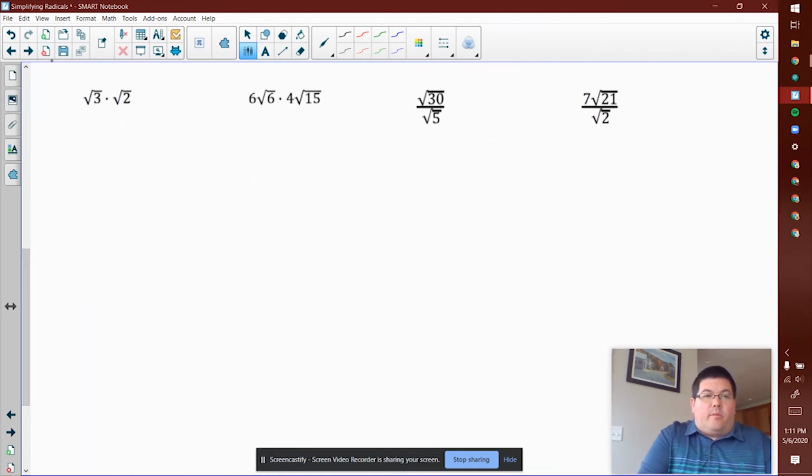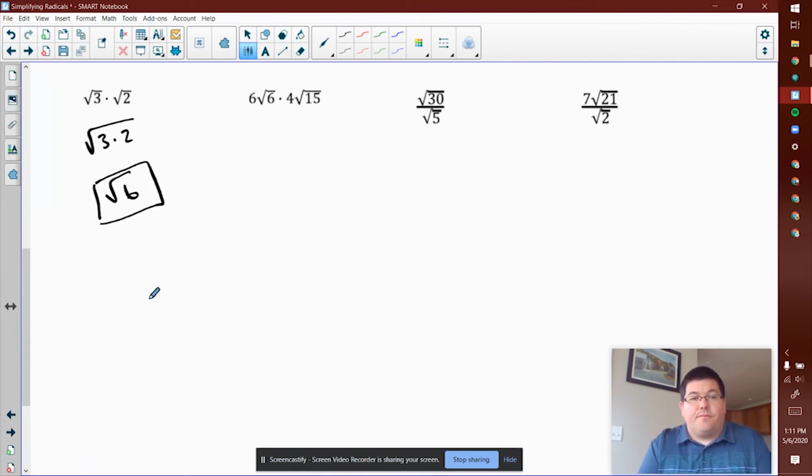We've already had a little bit of a taste of multiplying, but just to see how this works, the square root of 3 times the square root of 2 is the same thing as the square root of 3 times 2, which is just the square root of 6.